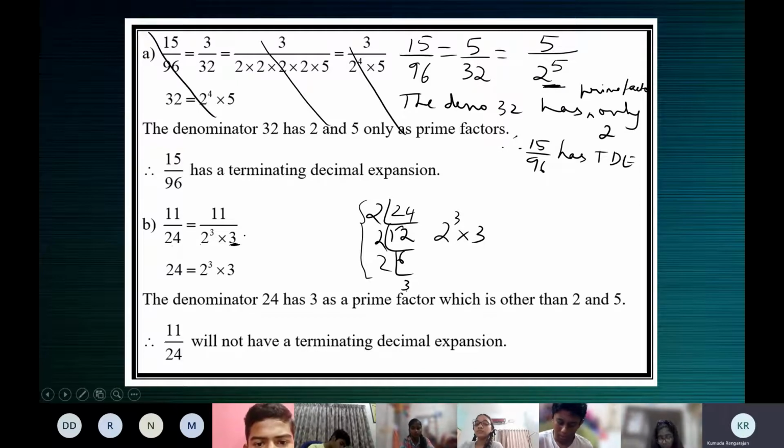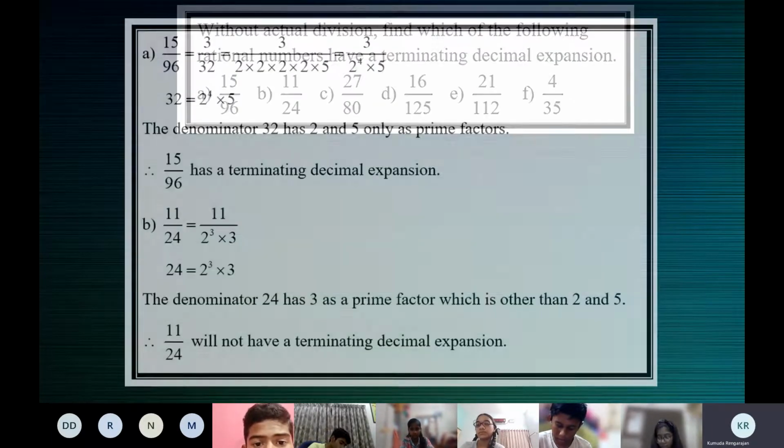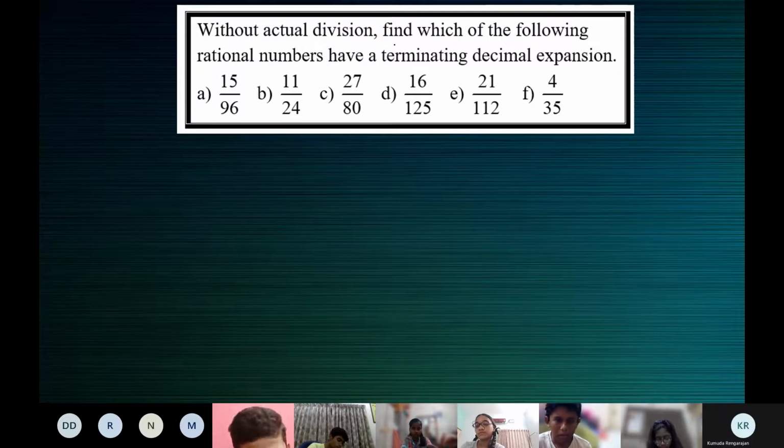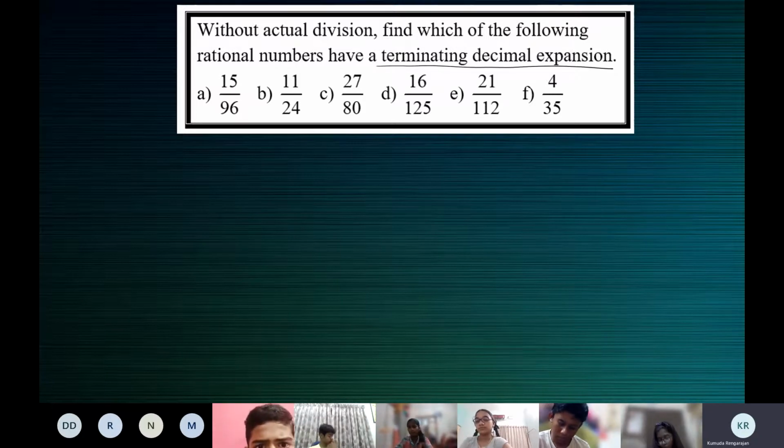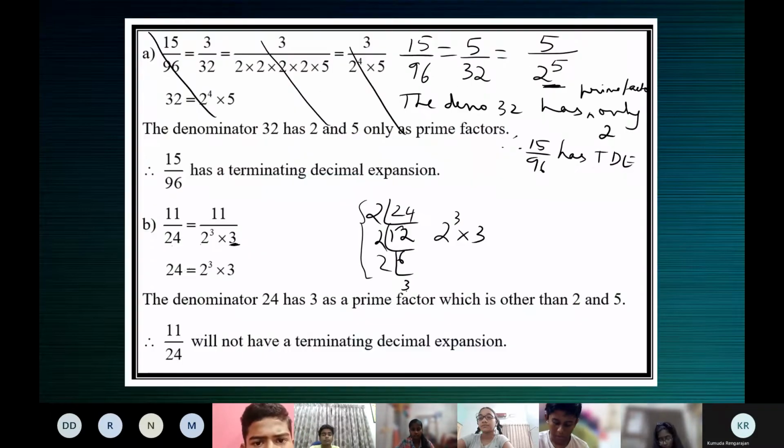But since the question is, does it have a terminating decimal expansion or not, you must say it does not have a terminating decimal expansion, because that's the question. The question is, find which of the following rational numbers have a terminating decimal expansion. So you must not say it has a non-terminating repeating decimal expansion. You must say it has a terminating decimal expansion, or you must say it does not have a terminating decimal expansion, because they're not asking you if it has a non-terminating repeating decimal expansion.